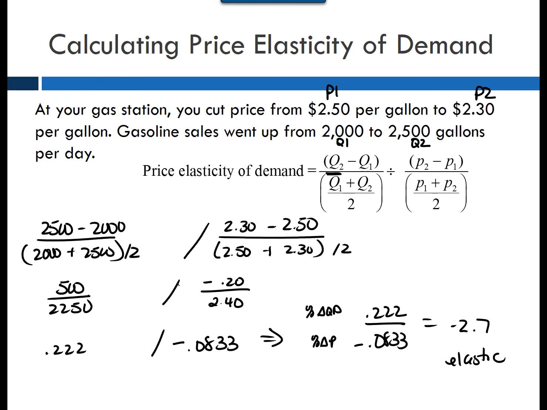And that's all you do. Once you identify P1, P2, Q1, Q2, two prices, two quantities, then you just plug them into the formula. And you don't have to memorize it. Put it somewhere where it's handy, and then you're just plugging the numbers in.